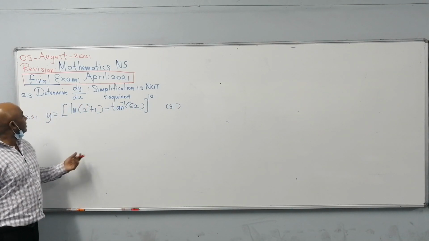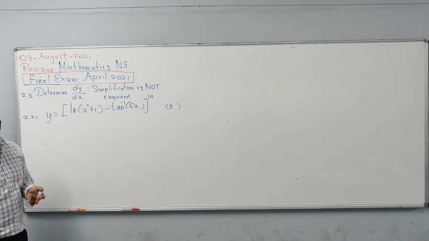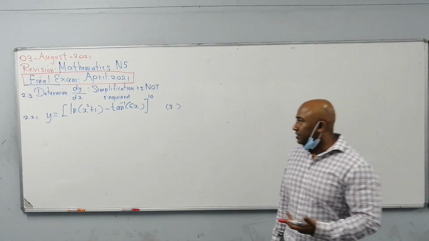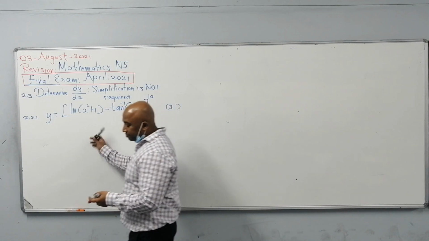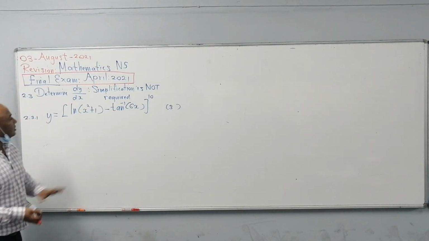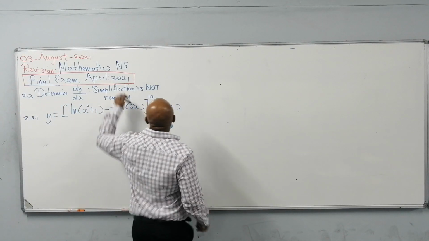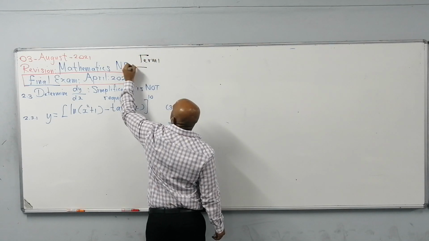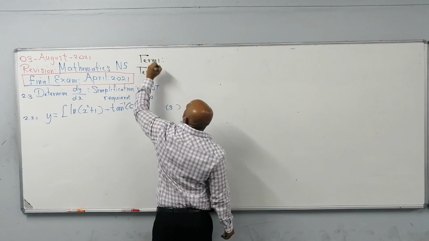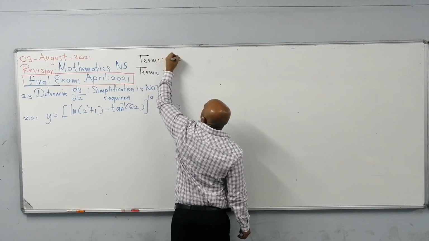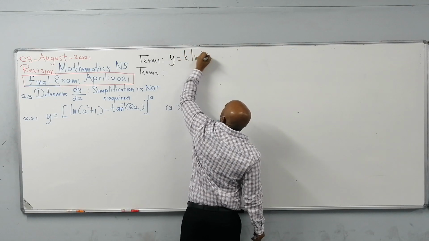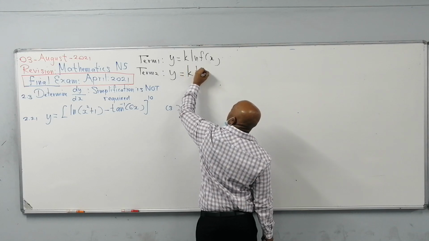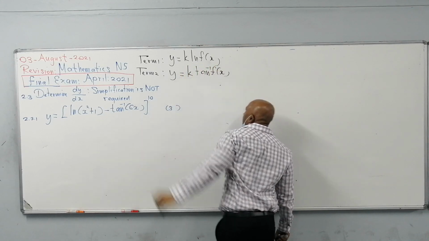Alright, so 2.3.1, determine dy over dx. Simplification is not required. So now we're differentiating. What are we dealing with? Term 1, y is equal to k ln f of x. Term 2, y is equal to k times inverse tan f of x.